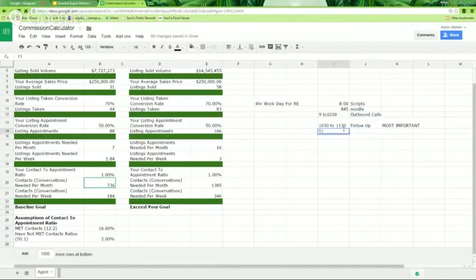Then 11:30 to noon is going to be lead maintenance. Okay? And that is literally where you're in your CRM, like Livewire or Boomtown or whatever your CRM is. You're in the CRM making sure your action plans are launched, your follow-up is in there, your things are happening, and then you're done. Then after that should strictly be appointments.